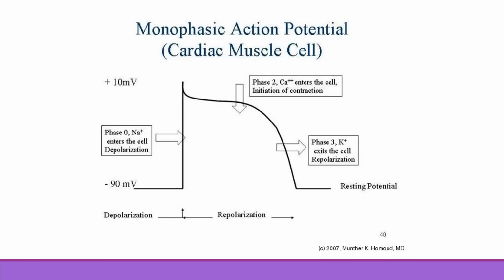So this should look familiar to everybody. This is an action potential in a cardiac muscle cell. And just to refresh your memory, we have several phases. There are technically 4 phases. On the left, you'll see phase 0, which is where the sodium enters the cell and depolarization occurs. At the top, you'll see phase 2, which is where calcium enters the cell and initiates contraction. Phase 3 on the right is where potassium exits the cell and you start to see repolarization. And then once you reach the resting potential, you're back at phase 4.